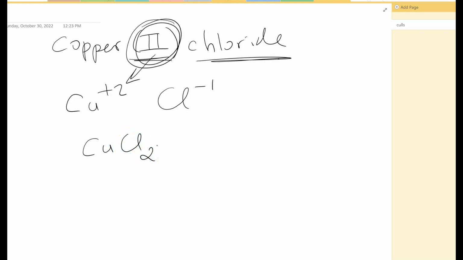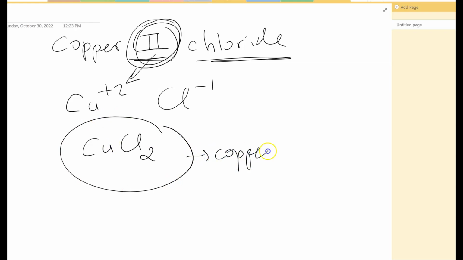Now, when you're going backwards, in other words, you have this and you want to name it, how do you know copper is +2? By looking at it, you know chloride is -1 and it has a 2. That's how you come up with the Roman numeral to come up with this compound. Okay, let's try another one.